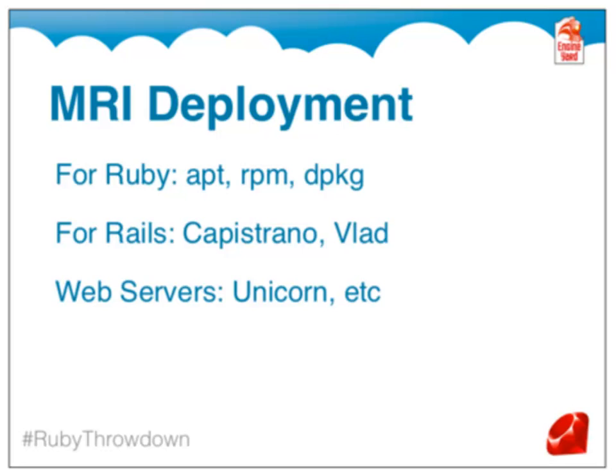Typically, for our production machines, in order to get Ruby onto them, we'll use apt or RPM or dpkg, depending on the target system. And in order to get our Rails applications onto our remote systems, we'll either use Capistrano or Vlad. And then the web servers we use, Unicorn, Nginx, etc., but pretty much anything will run on MRI. And WebRick, which is an awesome web server because it is threaded. So, yes.